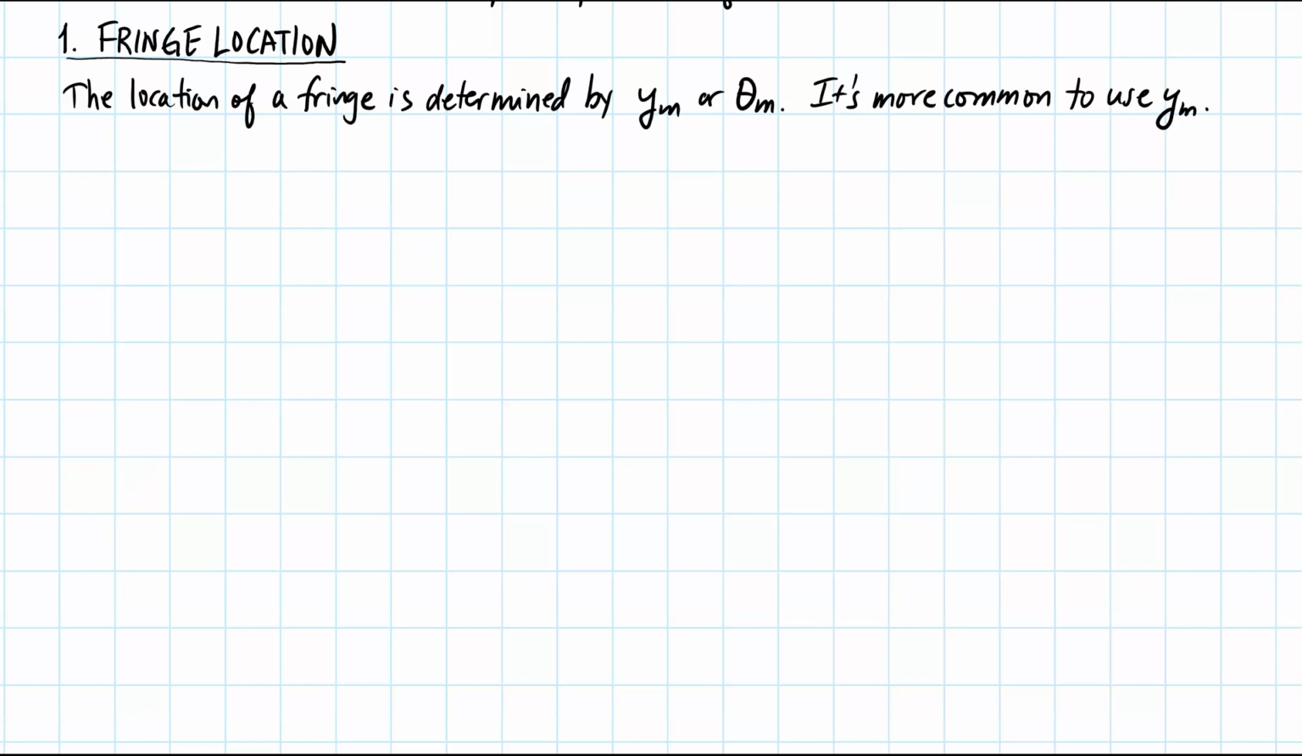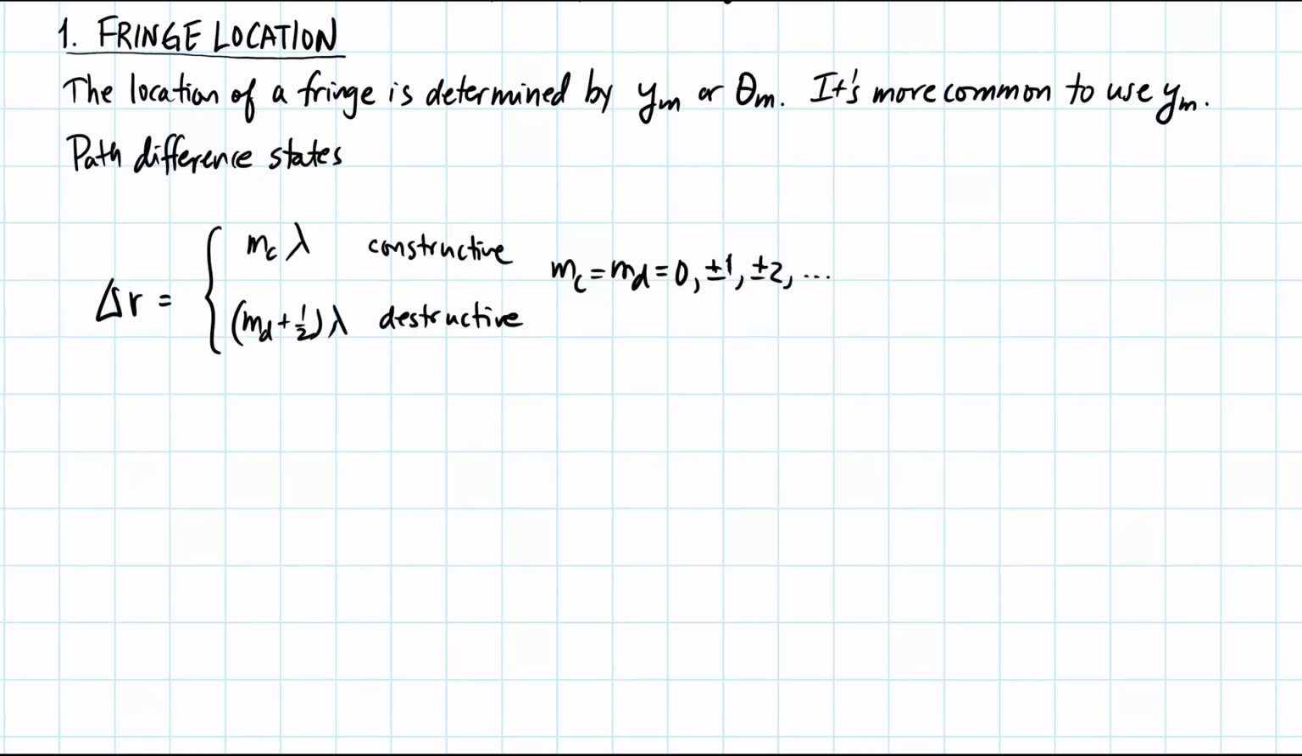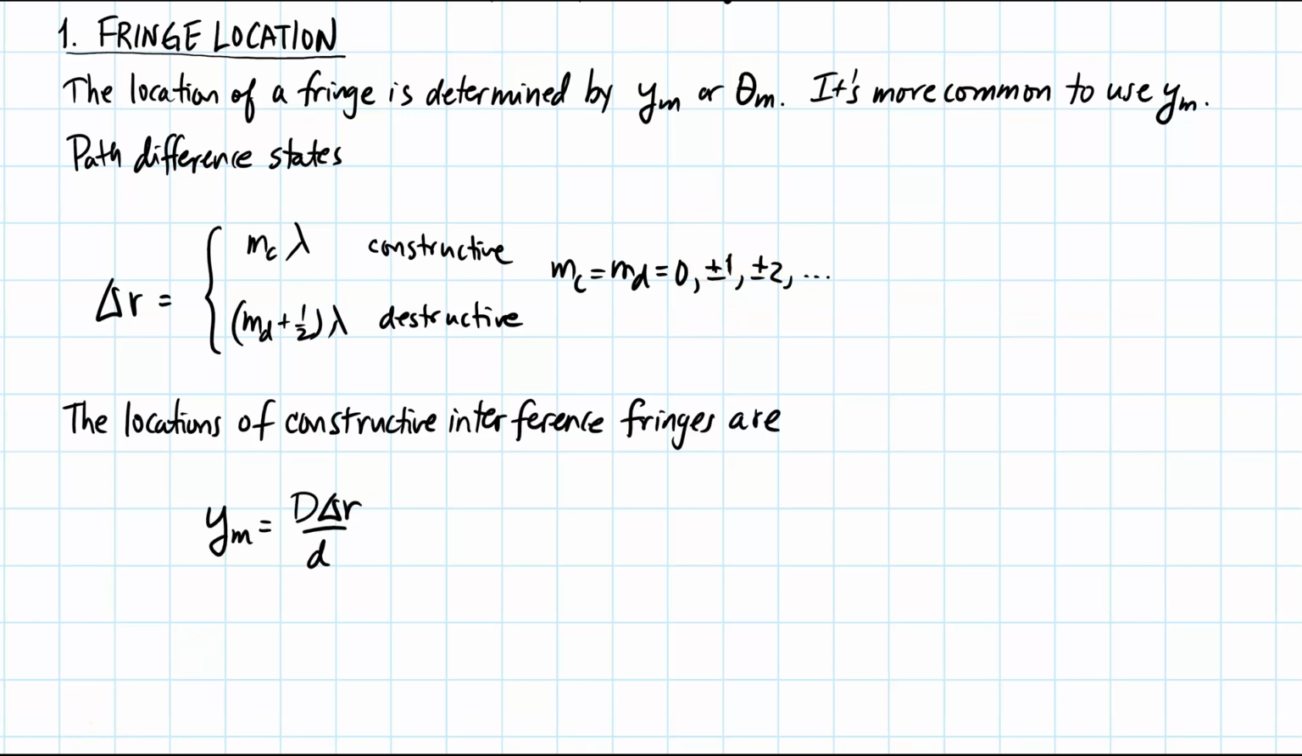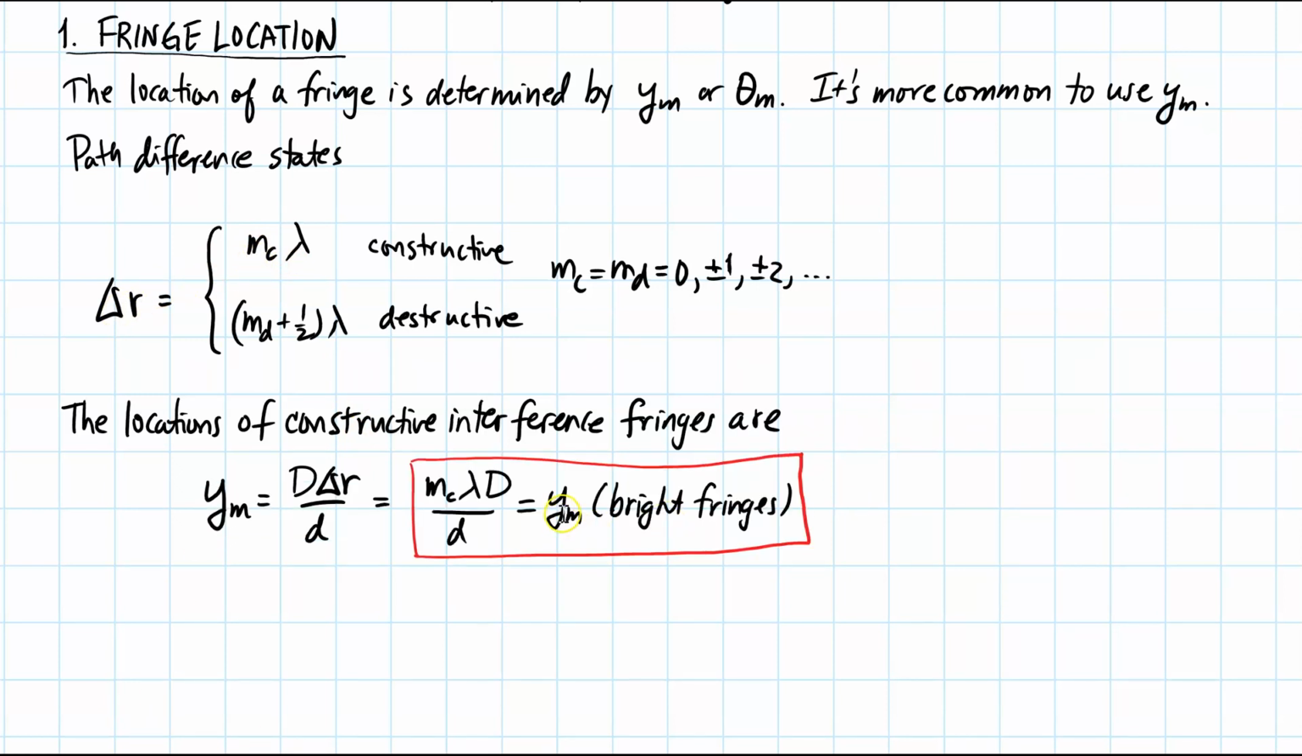So now I want to look at bright and dark fringes, and I start with the path difference. We know that the path difference is m_c lambda for constructive and (m_d plus 1/2) lambda for destructive, where m_c and m_d are equal to 0, plus or minus 1, plus or minus 2. Remember, plus means up the screen, minus means down the screen. The location of constructive interference fringes is given by y of m equals big D delta r over little d. But for constructive interference, I have to replace delta r by m_c lambda. Therefore, the location of bright fringes is given by m_c lambda big D divided by little d.